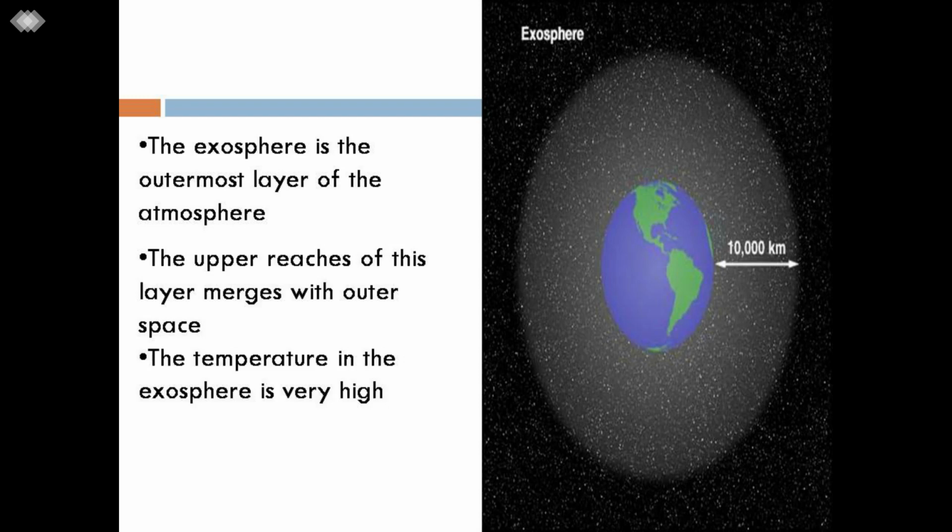This layer is mainly composed of extremely low densities of molecules. The atoms and molecules are so far apart that they can travel hundreds of kilometers without colliding with one another. Thus, the exosphere no longer behaves like a gas, and the particles constantly escape into space. The temperature in the exosphere is very high.